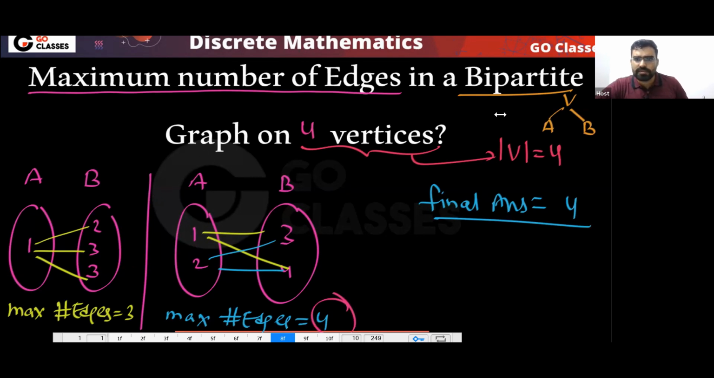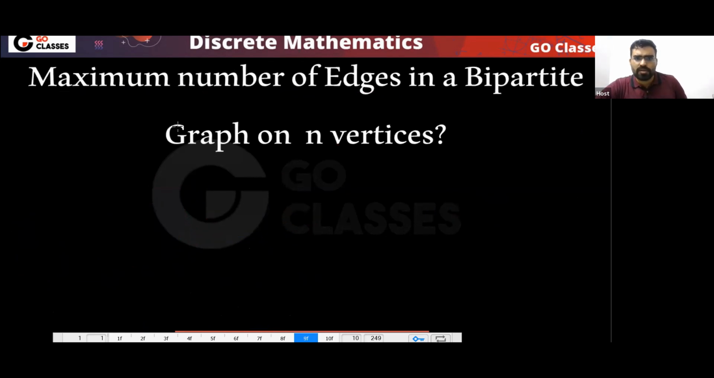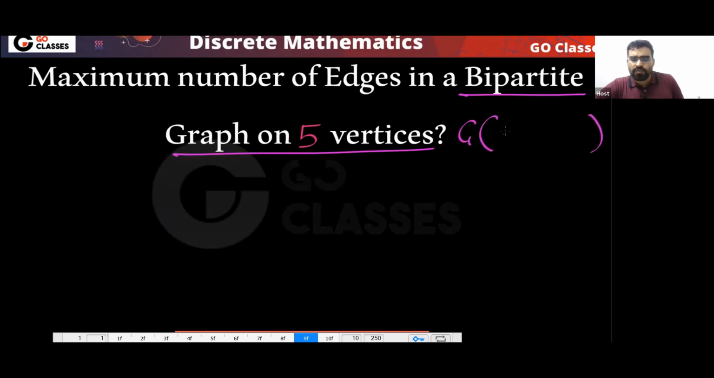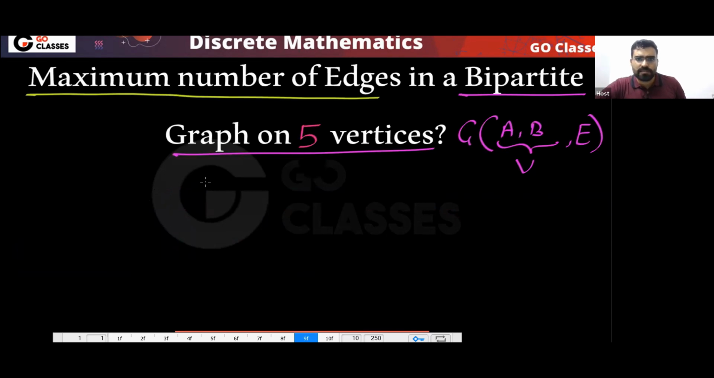Now the question: maximum number of edges in a bipartite graph on 5 vertices. Let's see this question. What is this question asking? You have a bipartite graph on 5 vertices. Remember, this is your set of vertices, here you have two parts A comma B, and this is your set of edges. This is a bipartite graph. The question is asking for the maximum number of edges.